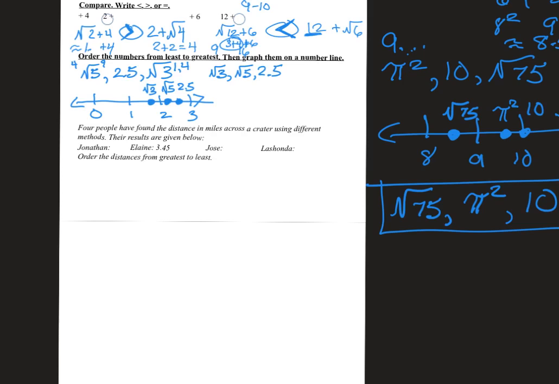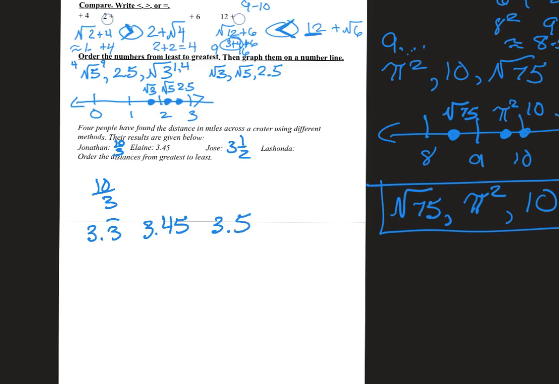Jonathan estimated at 10 thirds, which is 3.3 repeating, right? Elaine's is 3.45, so we can leave it as 3.45. Josie was 3.5, right?